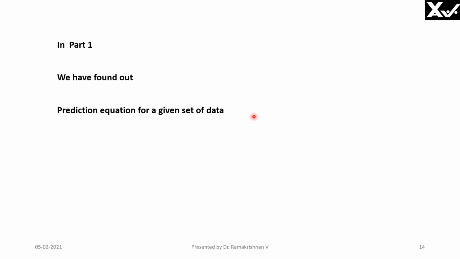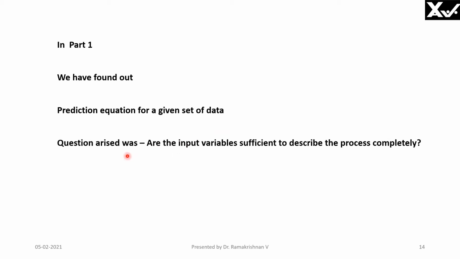Two input variables were considered, x1 and x2, and one response variable, y. So that prediction equation once obtained, we can use that equation for finding out the expected response value for a given set of input variable values. The question that arose was, are the input variables sufficient to describe the process completely? Now, to answer that, we shall study about the R squared value now.